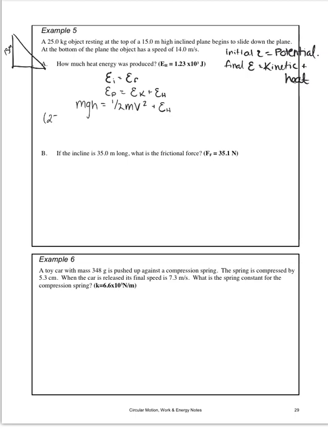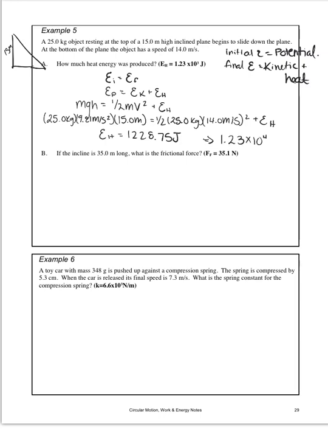So 25.0 kilograms times 9.81 meters per second squared times the height of the object is equal to 1/2 the mass times the velocity at the bottom squared plus EH. And I got that EH is equal to 1228.75 joules, which I should round to 3 significant digits, so 1.23 times 10 to the 4 joules.